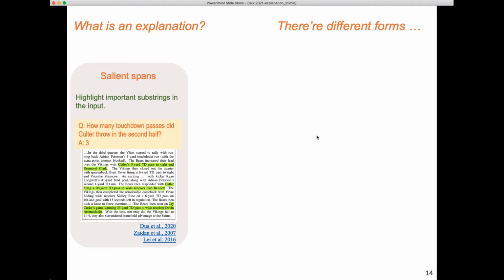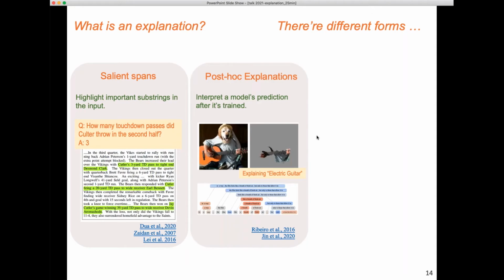So that would usually be called salient spans, and that's usually done by using some inner working of the neural models, such as attention mechanisms, to highlight these words versus the other ones.